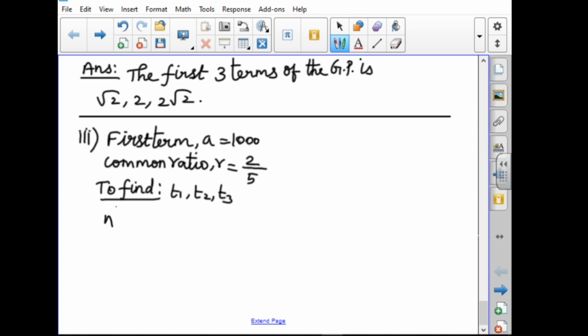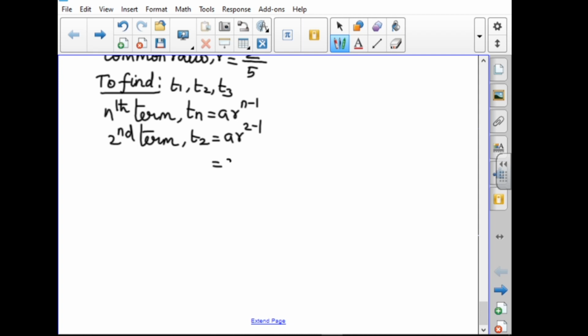So we write nth term. Nth term Tn equal to A into R power n minus 1. First term A, it is second term. So second term T2, that is A R power 2 minus 1. That is equal to A into R. A value is given as 1000 and R is given as 2 by 5. Cancel in 5 table, you are getting the answer as 200. The answer will be 400. So this is the value for the T2.